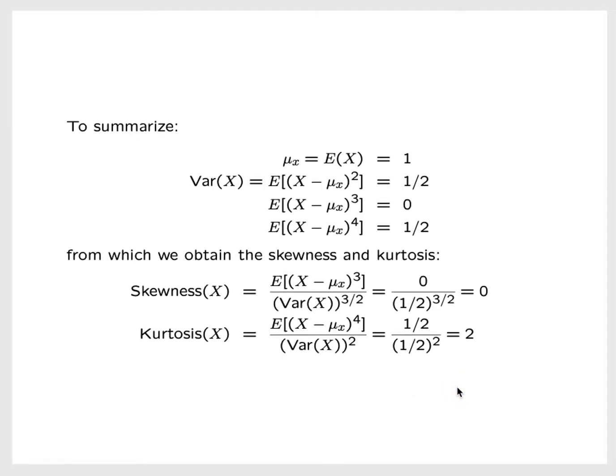And so to summarize everything, the mean of the distribution is 1, the variance is 1/2, therefore the standard deviation is the square root of 1/2. The third central moment was 0, and the fourth central moment was 1/2. And then from these quantities, the last three quantities here, we get the skewness and the kurtosis. The skewness of the distribution is 0, indicating it's a distribution that is symmetric about its mean, and the kurtosis is equal to 2.